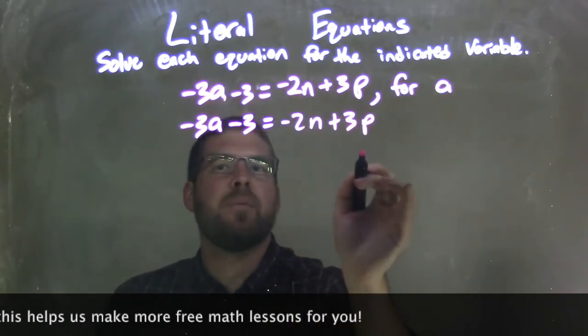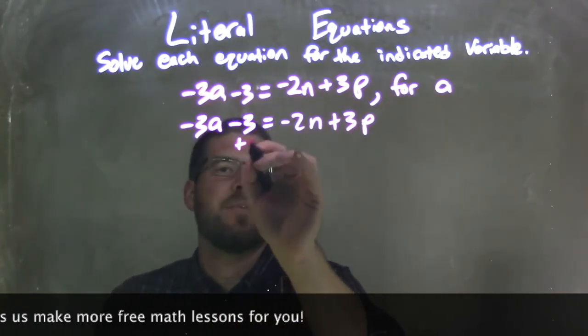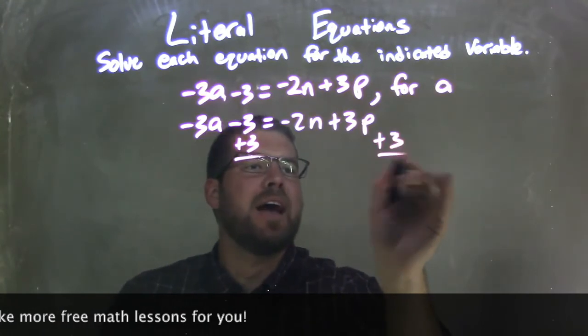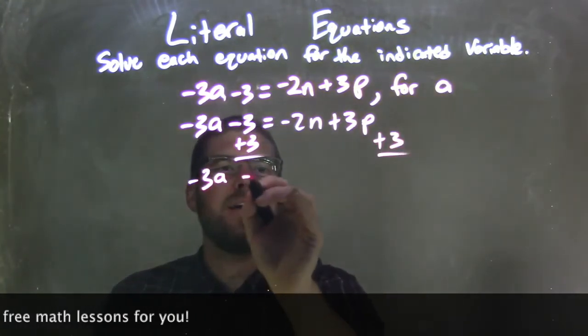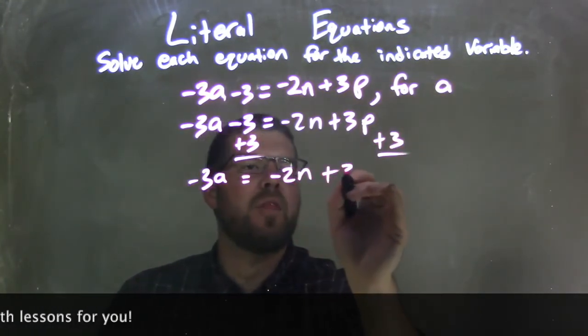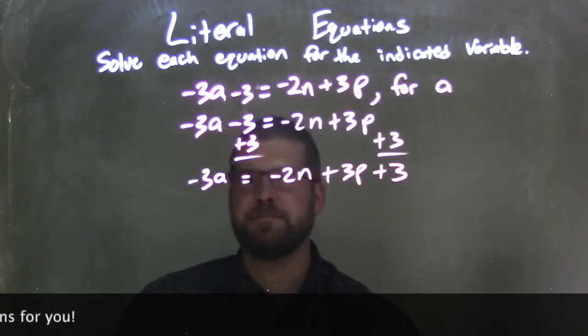I'm going to add a 3 to both sides, to try to get a by itself. So I'm going to add a 3 here to both sides. And that leaves me with negative 3a equals negative 2n plus 3p plus 3.